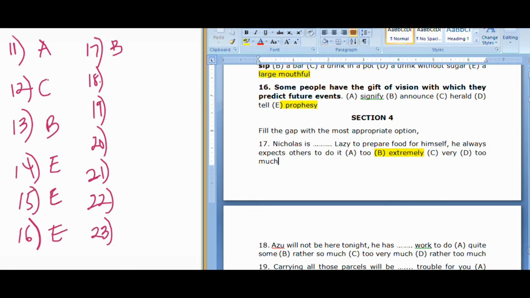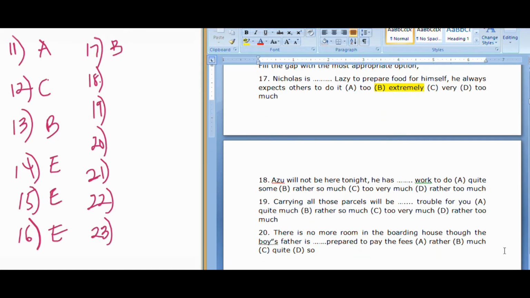Question 18. Azu will not be there tonight. He has dash work to do. Option A, quite some. B, rather so much. C, too very much. D, rather too much. Answer, quite some. One would have opted again for option D. But when we again use the intensifier, it is not appropriate to use two seeming intensifiers together, as we have with rather in the word given. So quite some is much more correct in that we don't know the exact quantity of work Azu will undertake this very night.